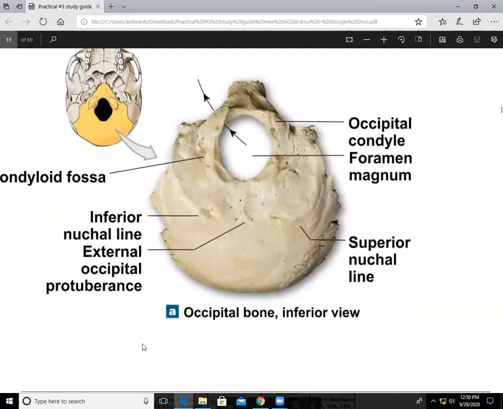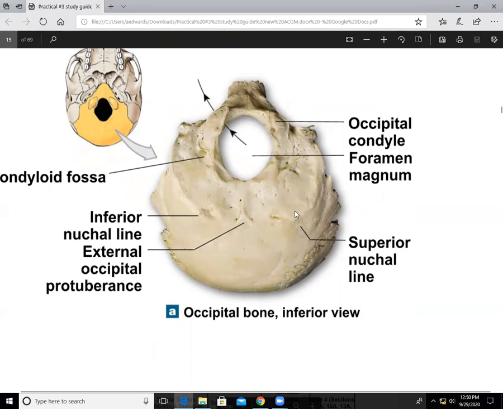Okay, if you turn the skull upside down on the inferior side, you've got a big view of the occipital bone. And this large hole is the foramen magnum. What goes through the foramen magnum? Your spinal cord, yes. Okay, and these little bumps here are your occipital condyles.